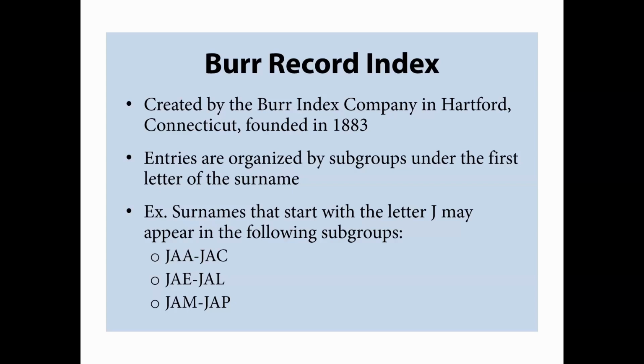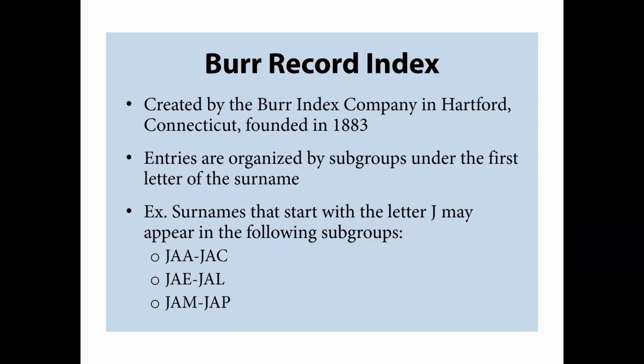The next type of record index that we might find, and we're starting to get into more specific companies now, is known as the Burr Record Index. This was actually a company based out of Hartford, Connecticut, founded in 1883. And they have taken a different form of taking those subgroups that we see. Instead of just doing 2 vowels, for example, they usually do 3 letters. So you would start off with the first letter of the surname, and then you would get into the next few letters that would correspond to the different ranges of surnames.